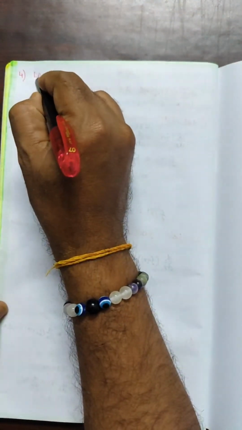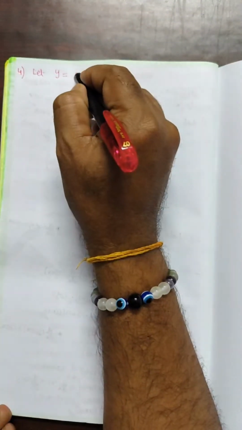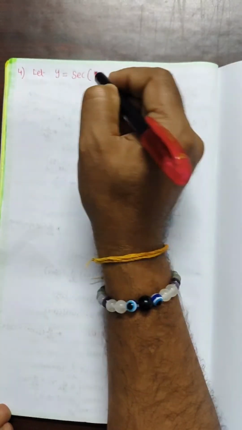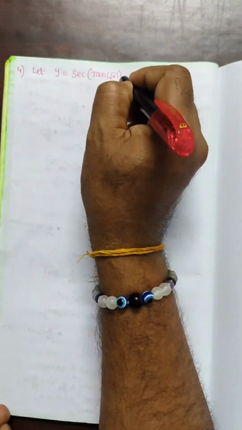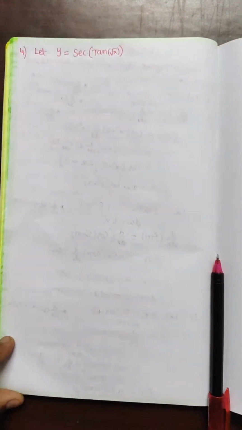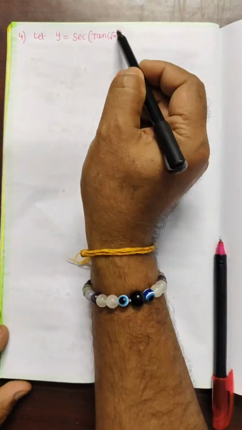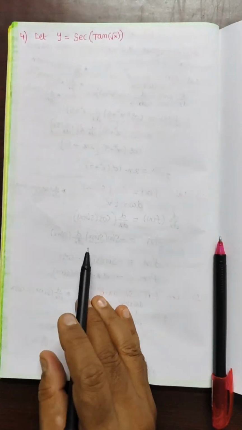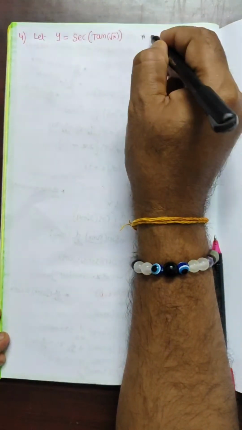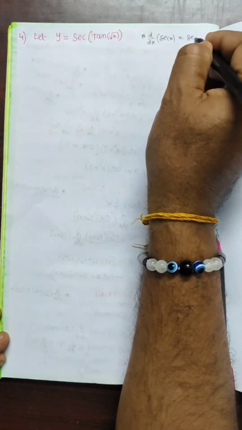Question number 4, let y is equal to, the function is secant of tan of root x. So, let y is equal to secant of tan of root x. So, this is completely x if you take. So, d by dx of secant x. So, here I am writing the formulas which are respective one. D by dx of secant x is secant x tan x.